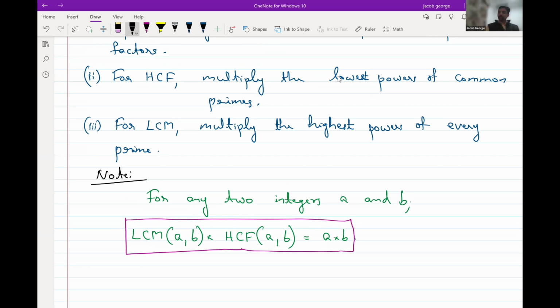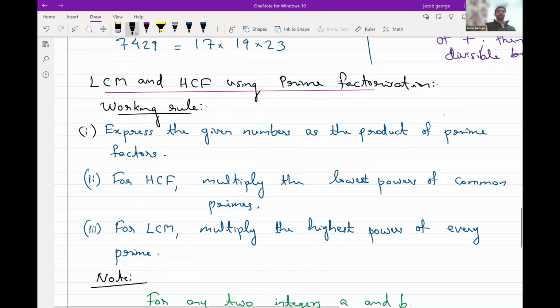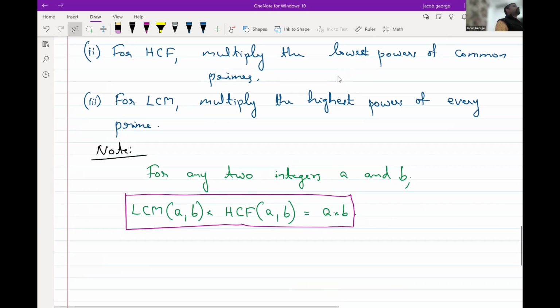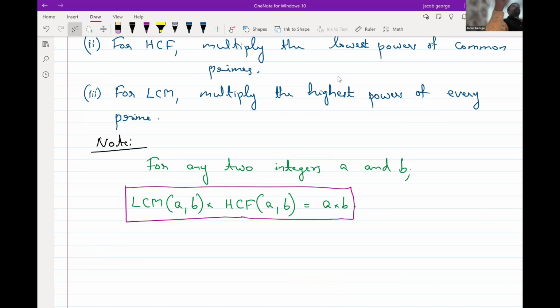Now I'm going to explain the questions based on finding LCM and HCF. Once again, all of you check the working rules. Step number 1, we have to express the given numbers as a product of prime factors. Second rule, for HCF, take only the common primes. From the common primes, we take the lowest powers and multiply. For LCM, multiply each and every prime with the highest power. And what's the relation connecting LCM and HCF of two numbers? LCM into HCF is equal to the product of the numbers. LCM of a and b into HCF of a and b is equal to a into b.